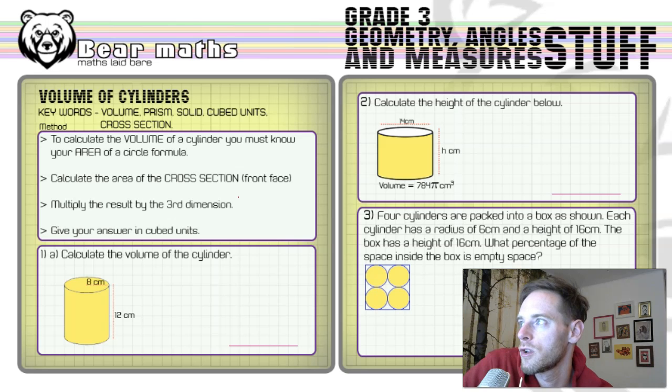So keywords here: volume, prism, solid, cubed units, cross section. I explained all those things in the last video. I'm not going to do them again. Please go back and watch that one if you need to.